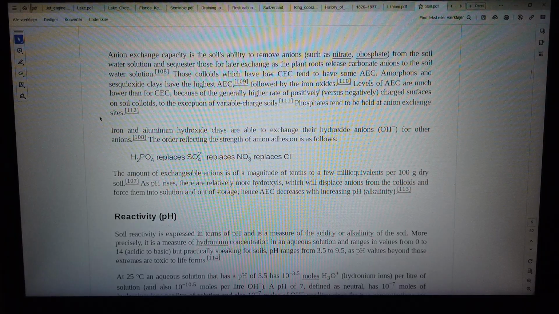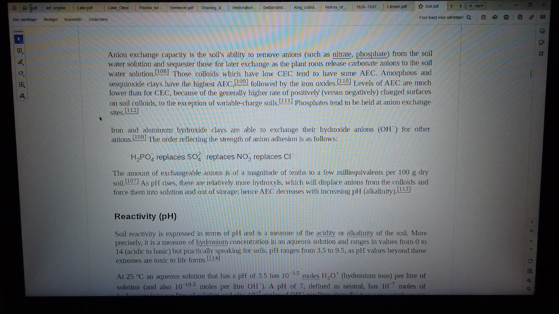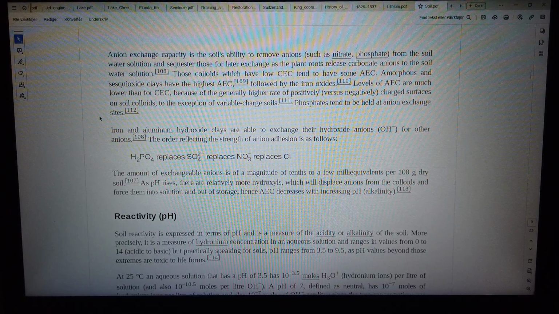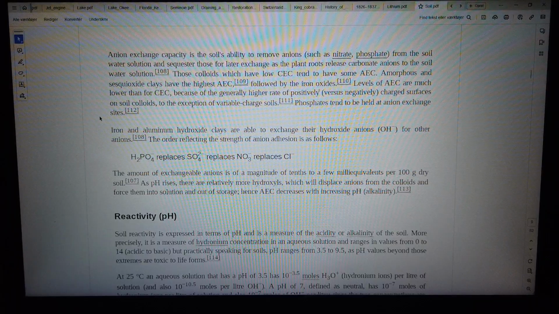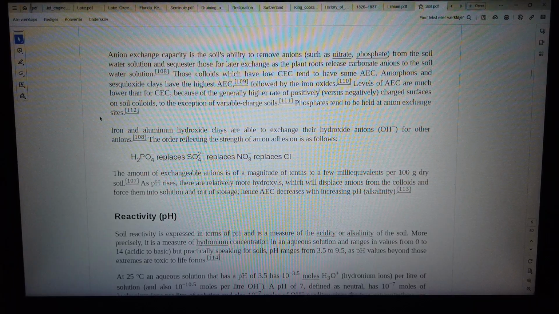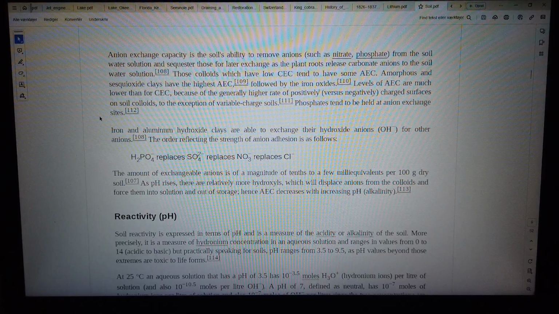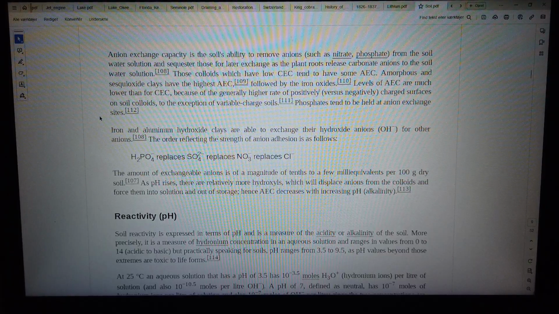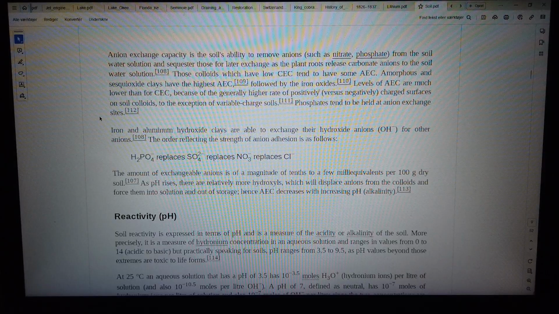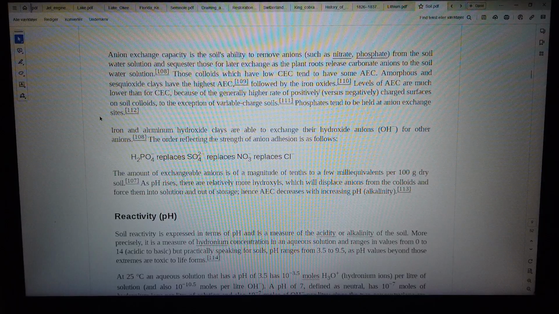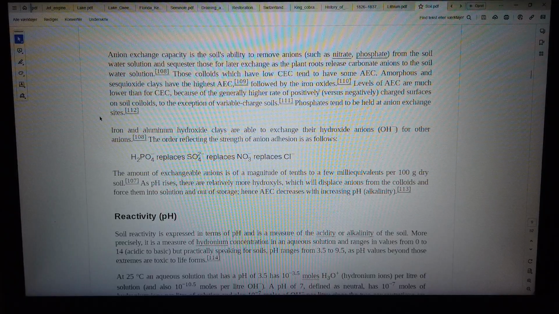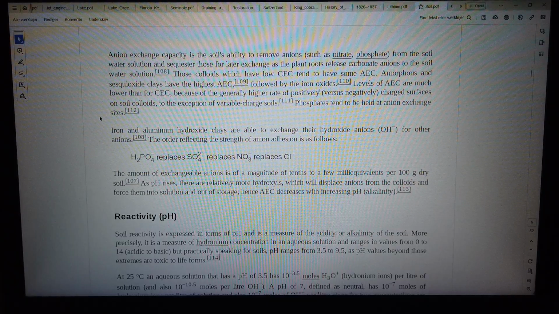114. At 25 degrees Celsius, an aqueous solution that has a pH of 3.5 has 10^-3.5 moles H3O+, hydronium ions, per liter of solution, and also 10^-10.5 moles per liter OH-. A pH of 7, defined as neutral, has 10^-7 moles of hydronium ions per liter of solution and also 10^-7 moles of OH- per liter. Since the two concentrations are equal, they are said to neutralize each other.